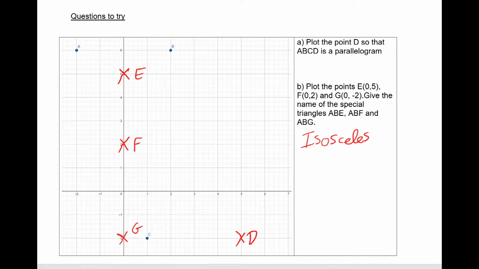Here are the answers. Part A is quite straightforward, but you might have been a bit confused by Part B. In Part B, to draw the triangle ABE, we need to join up A and B and the point E, which you should have been able to plot. Now, if we notice, AE, so the distance from A to E, and the distance from B to E is the same, which means that this is an isosceles triangle. An isosceles triangle, remember, is one where 2 of the sides are the same and the other side is different. And it will be the same for triangles ABF and ABG.